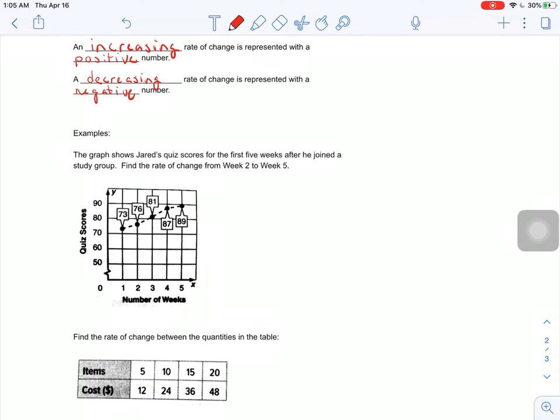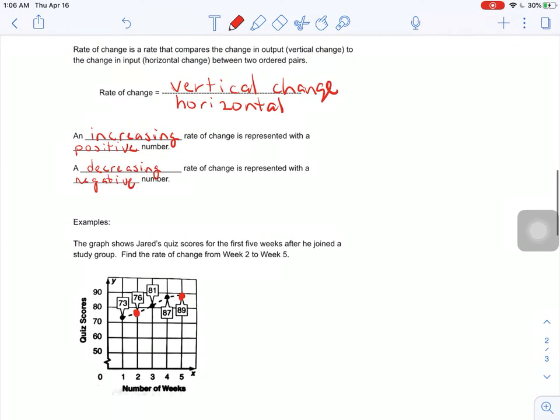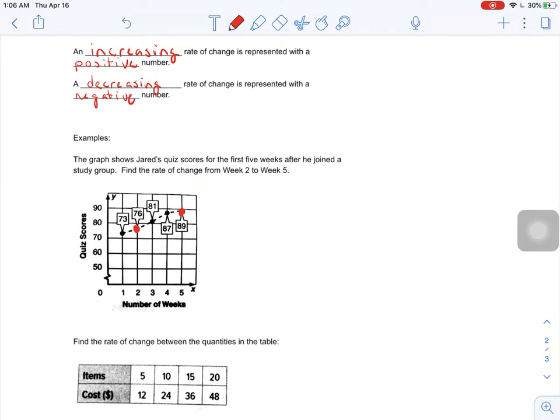This is a different graph. So this shows quiz scores over a number of time, and it's asking us to find the rate of change from week 2 to week 5. Well, week 2 is right here, and week 5 is right here. So rate of change measures the vertical change to the horizontal change.